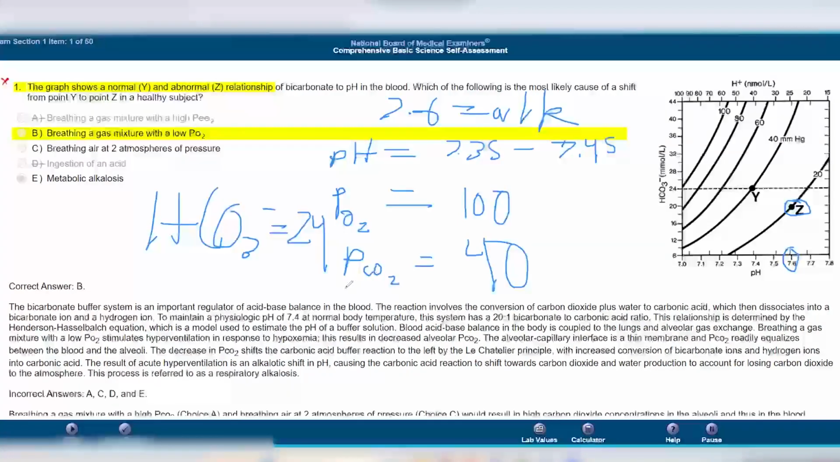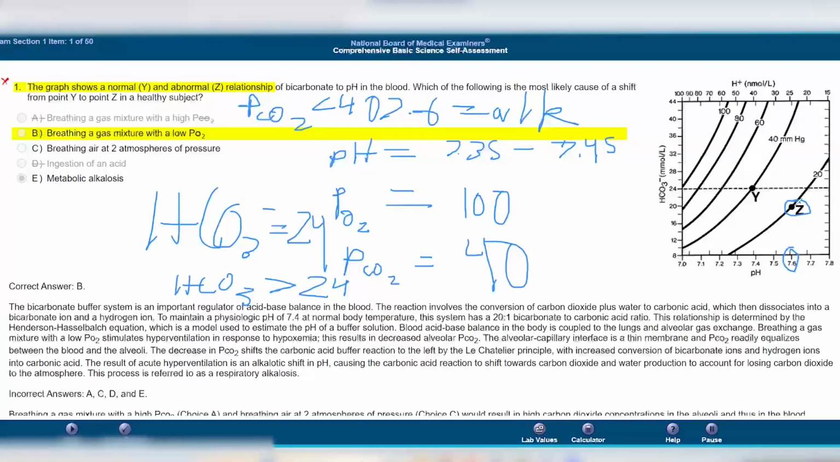Now don't look at the chart anymore; look at our numbers here. If it's a primary respiratory alkalosis, what would the PCO2 value be? Probably lower. PCO2 is less than 40. Does it make sense? Yes. How about if it's a primary metabolic alkalosis? What would the HCO3 be? Higher. HCO3 is greater than 24. So now we understand it's one of these things.